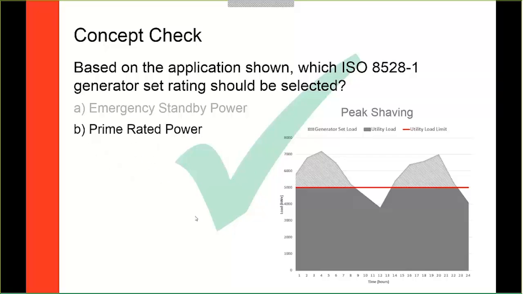So I think everyone pretty much got it. We would typically refer to this as a prime application. I saw a couple that indicated limited time prime power in there, and the difference here is understanding that the prime rated power is intended to serve a variable load, and you can see that that generator set power would be variable in this case as it goes up and down, whereas limited time prime is typically going to be serving only a continuous load. So once again, thank you for your participation.